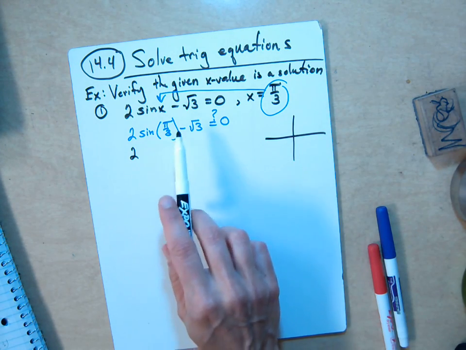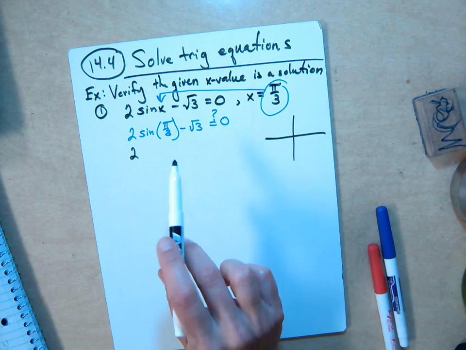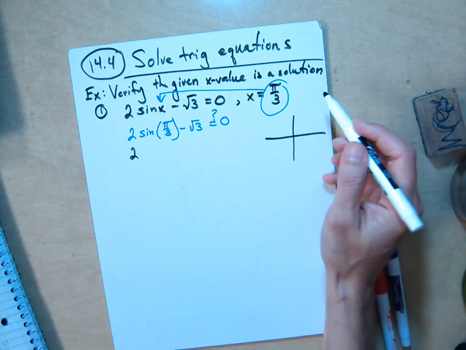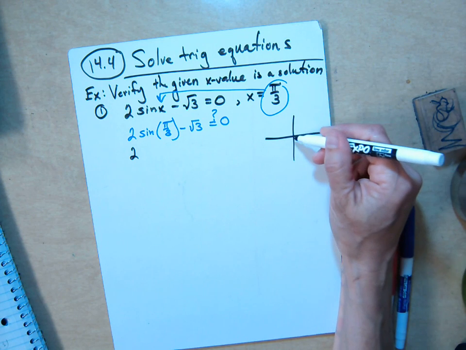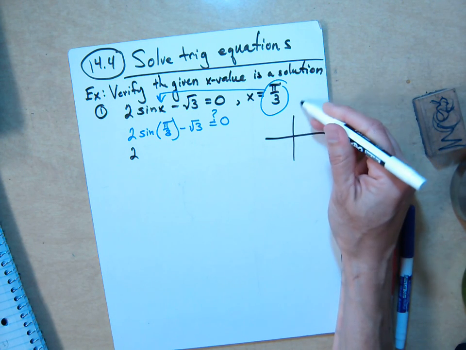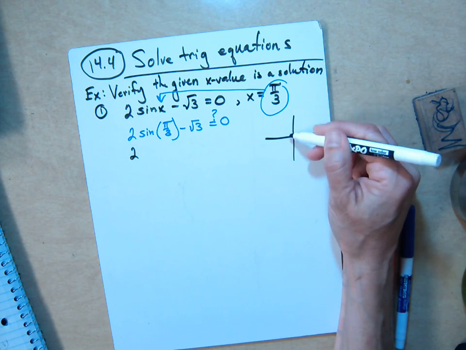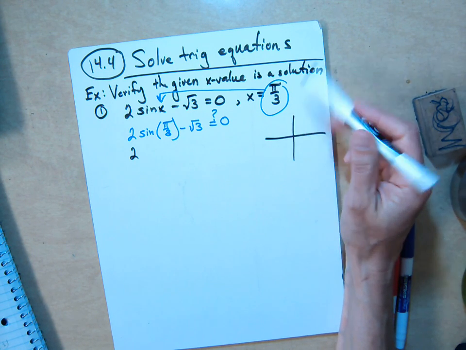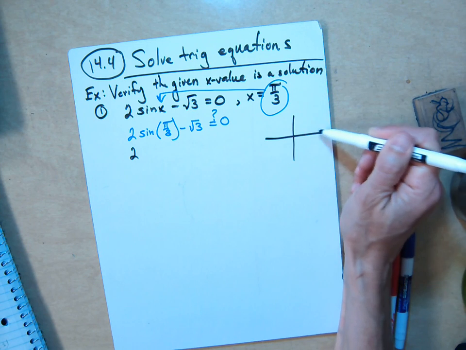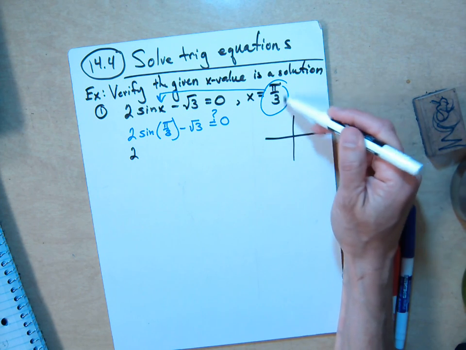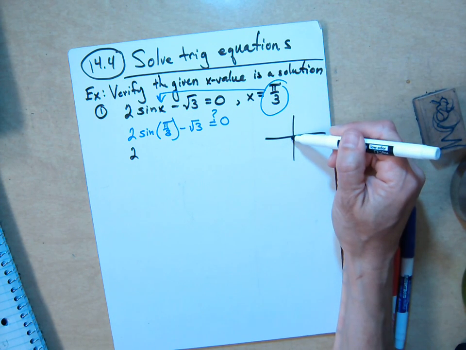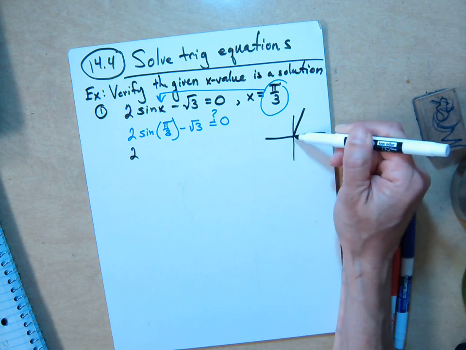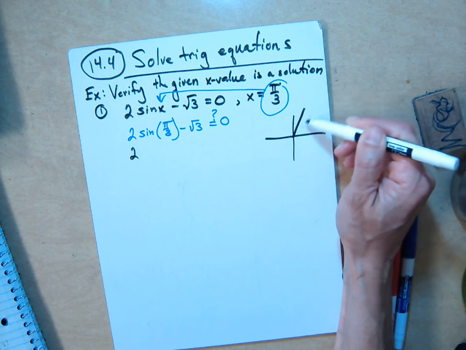To find the sine of pi over 3, you're saying, what's the y coordinate at pi over 3? Well, where is pi over 3? Is it closest to the x-axis or further away? It's easy to confuse pi over 3 with pi over 6. Pi over 3 is further away. Pi over 6 is close. That's 1/6. Pi over 3 is further away.